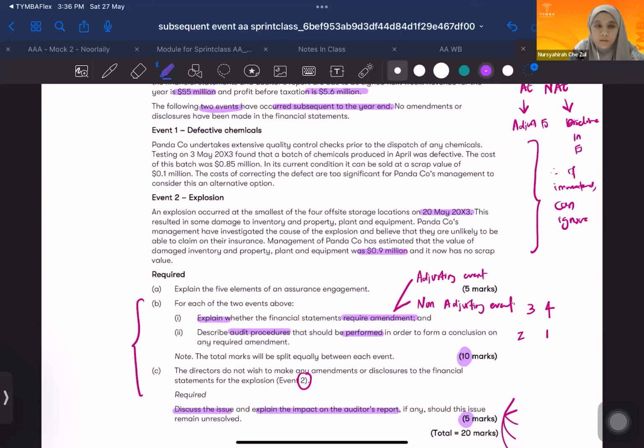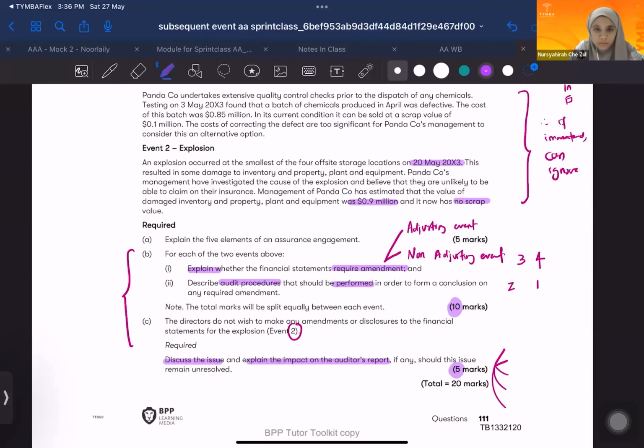So this is the amount that they should write off, since it has been damaged due to the explosion. And no scrap value, so NRV is 0. Of course, need to write off this 0.9 million. So how to present this answer?